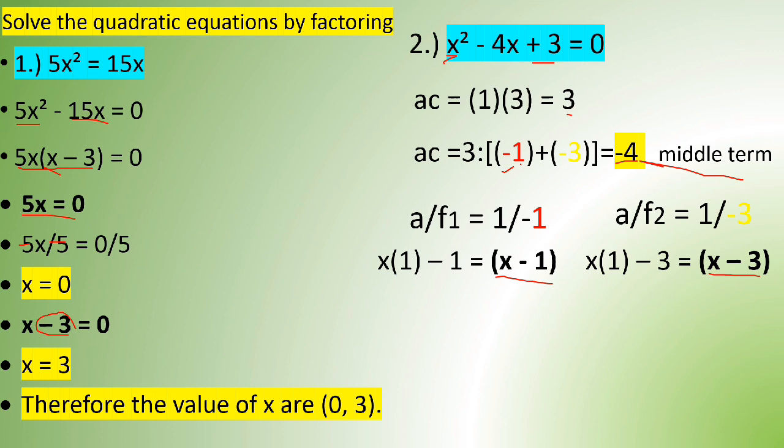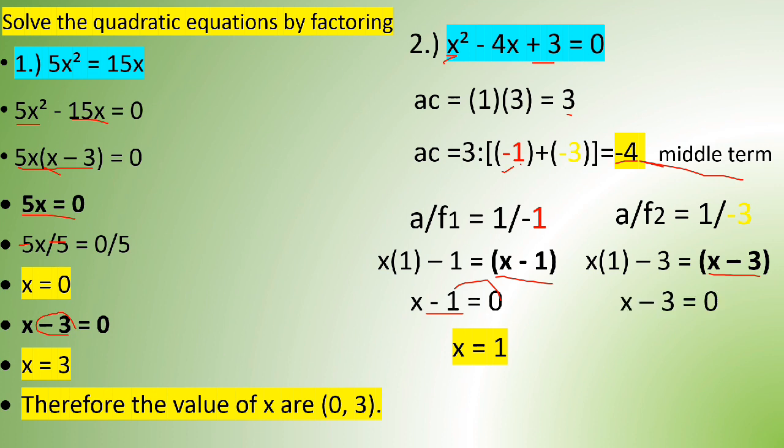And then, ready na siya to equate to 0. So, x minus 1 is equal to 0. And then, of course, to isolate x, ilipat natin si variable or constant, negative 1, sa kabila ng equal sign. So, x now is equal to positive 1. Since inilipat natin, papalitan natin ang sign.